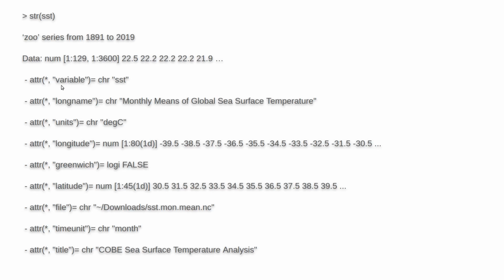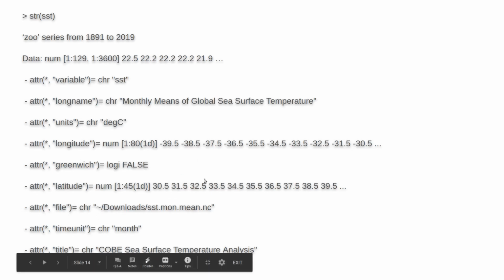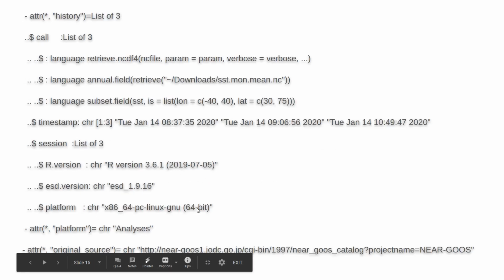So basically the data is here, and then it comes with some metadata. This is like a header in a netCDF file. So it's variable name, long name, units, longitudes and latitudes, and whether it starts on Greenwich or not when you do the plotting, and also what file it was, time units, and also the title of the data.